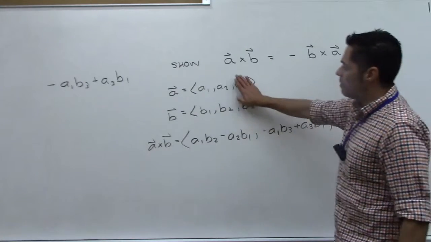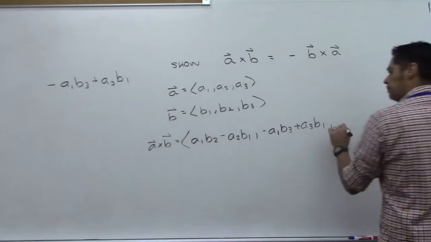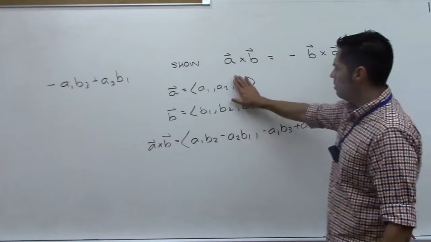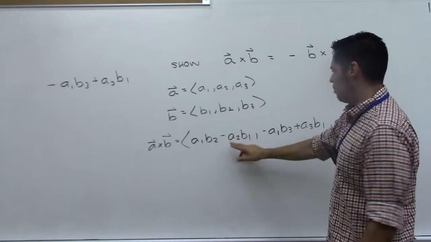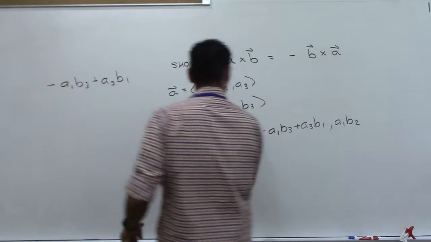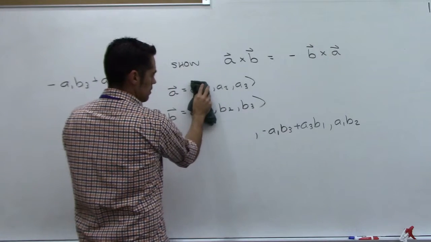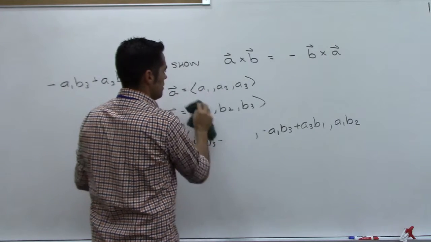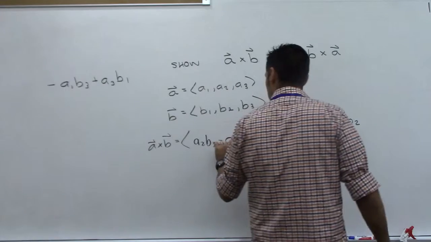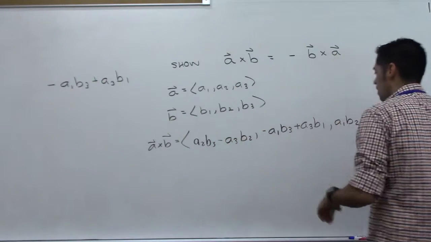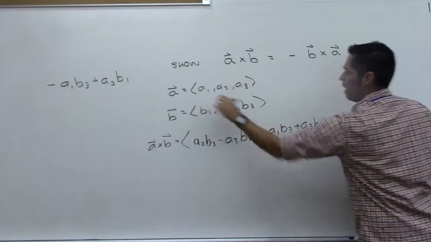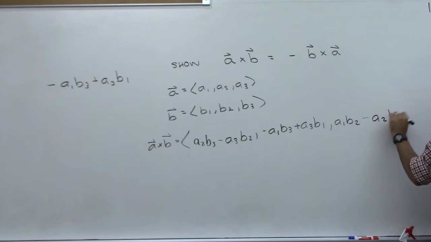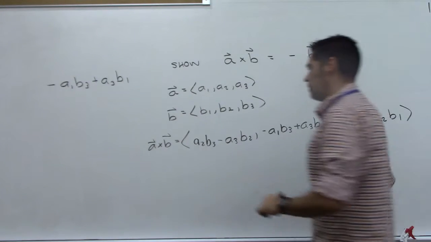And now I get the last component. Did I mess up that first one? Oh, hold on, brain fart. I should have covered up this one. This one was A2, B3 minus, and then B2 times A3, so A3, B2. I'm just putting the A's before the B's. Now this one, cover up that, A1, B2, and then minus these two, so A2, B1. Okay, that's what A cross B is.